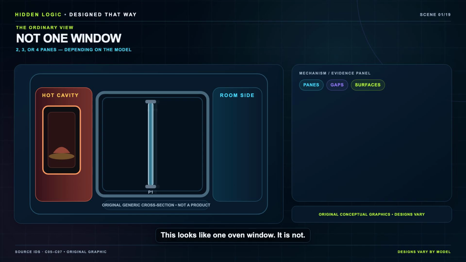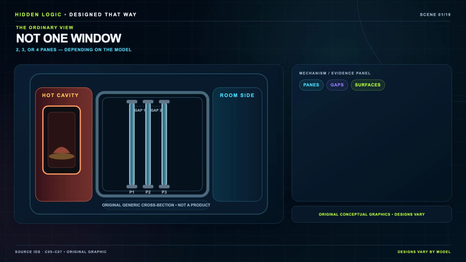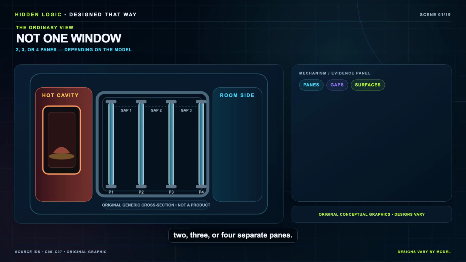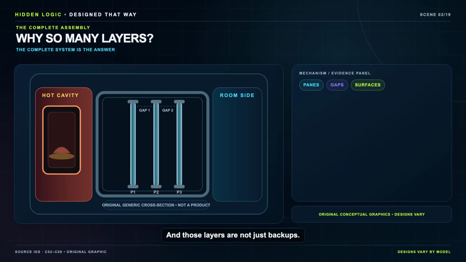This looks like one oven window. It is not. Depending on the model, that dark rectangle can hide 2, 3, or 4 separate panes. And those layers are not just backups. Together, they turn an opening in an insulated oven wall into a transparent thermal system.